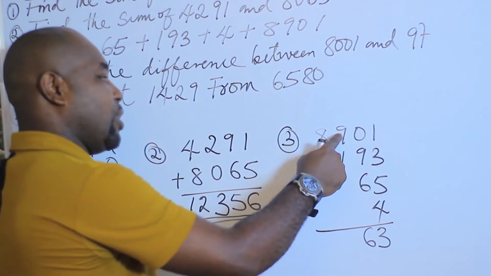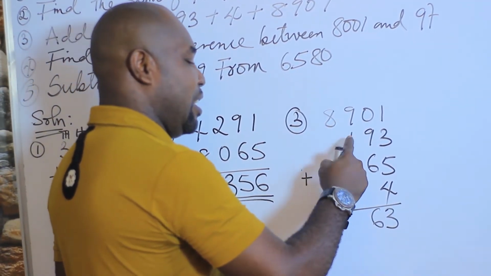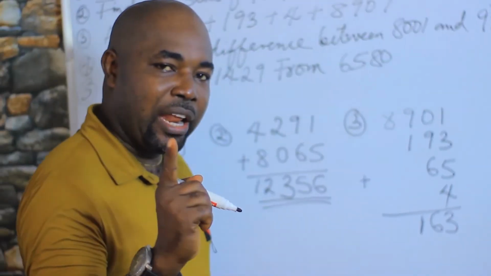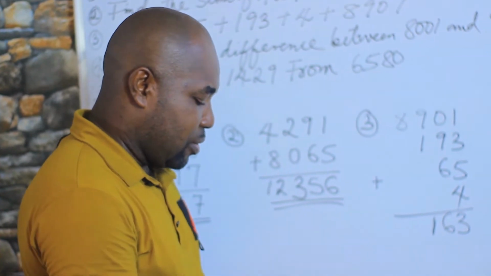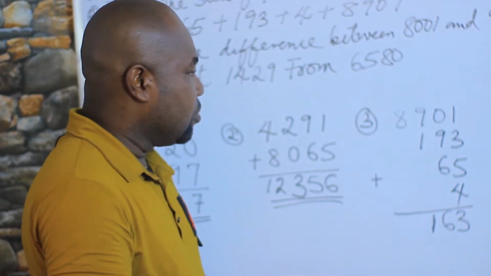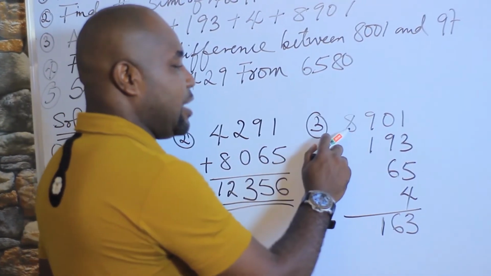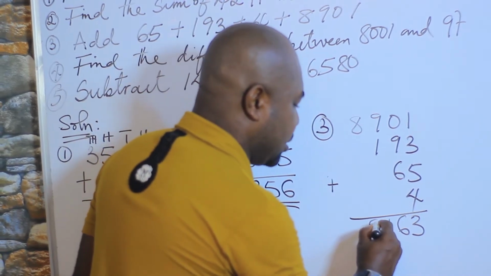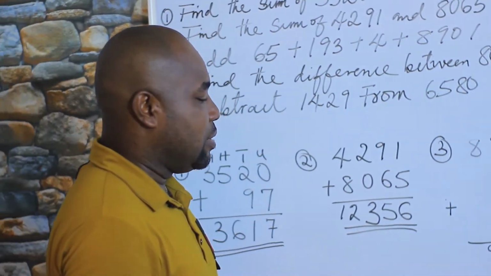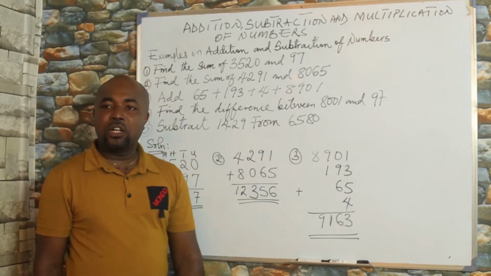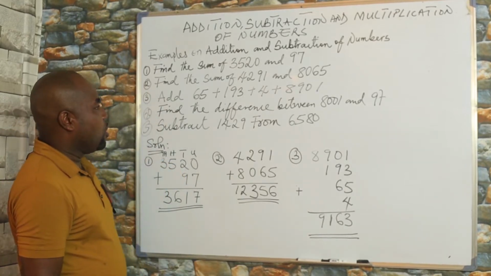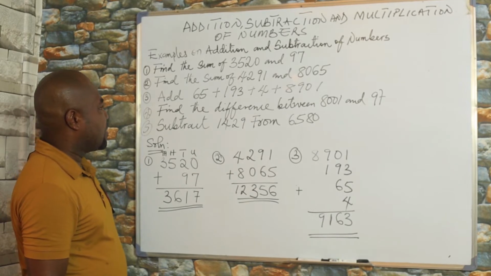That 1 we carry, we add it to the 9 here, making it 10, plus 1, 11. We write 1, carry 1. Are you following? That 1 we carry, we add it to this 8, making it 9. So here we have 9163. Let us go to the fourth example.